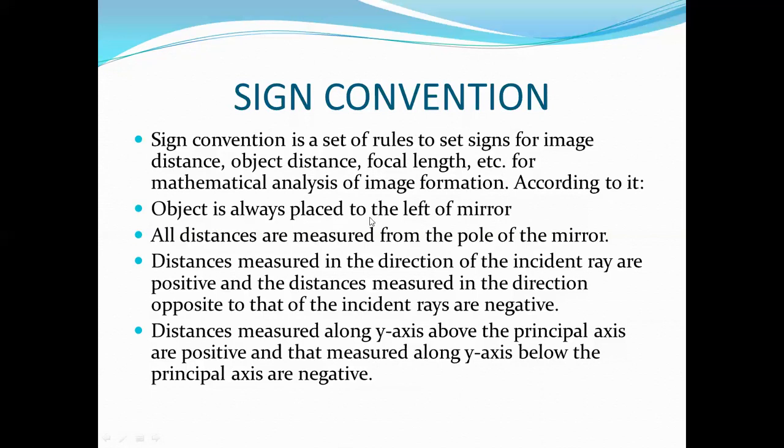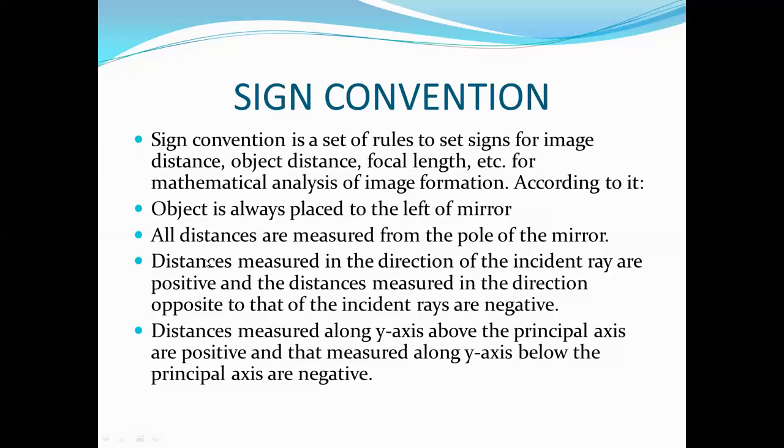Object is always placed to the left of the mirror, that is, in front of the mirror. All the distances are measured from the pole of the mirror. These are the rules: if we start measuring anything, either the image distance, the object distance or the focal length, we will always start with the pole of the mirror. Distances measured in the direction of the incident ray are positive, and distances measured in the opposite direction of the incident rays are taken as negative.